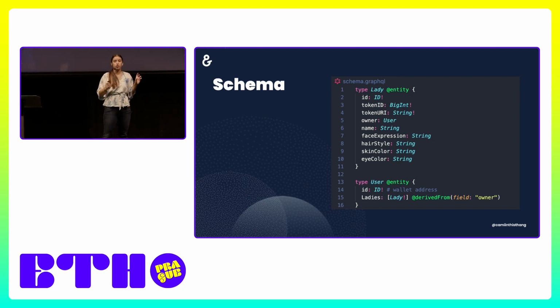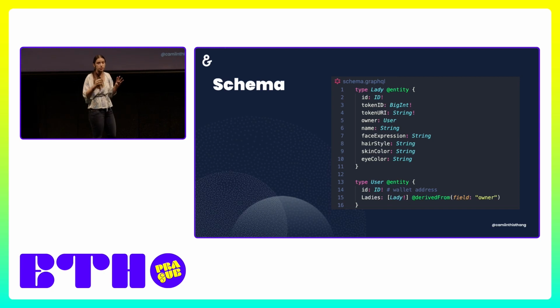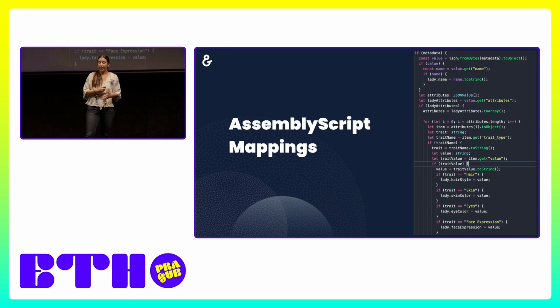And then one thing that you'll notice is different from regular GraphQL is this @entity directive and this @derivedFrom directive. That derivedFrom directive is what allows you as a developer to write code in such a way that you can understand relationships and draw relationships between 2 entities, like we're doing in this case between lady and user.